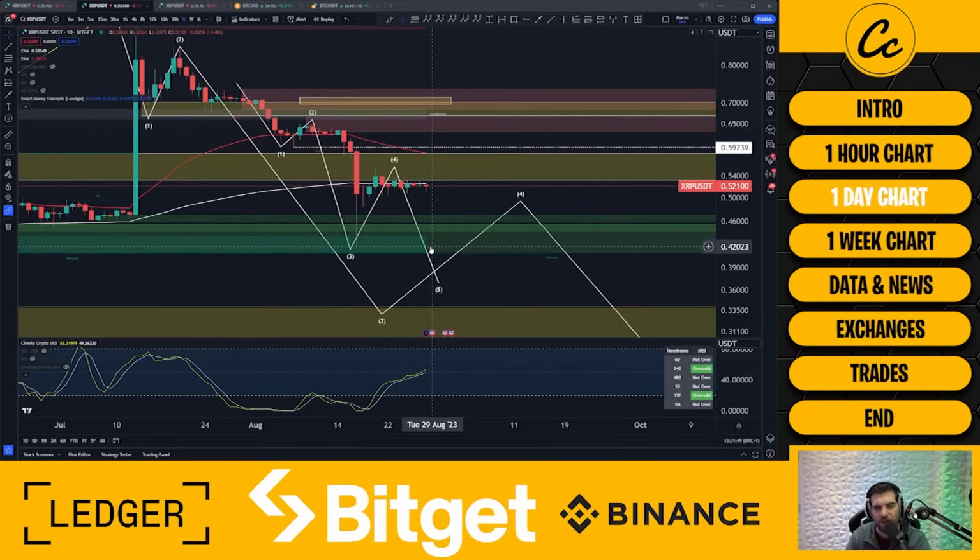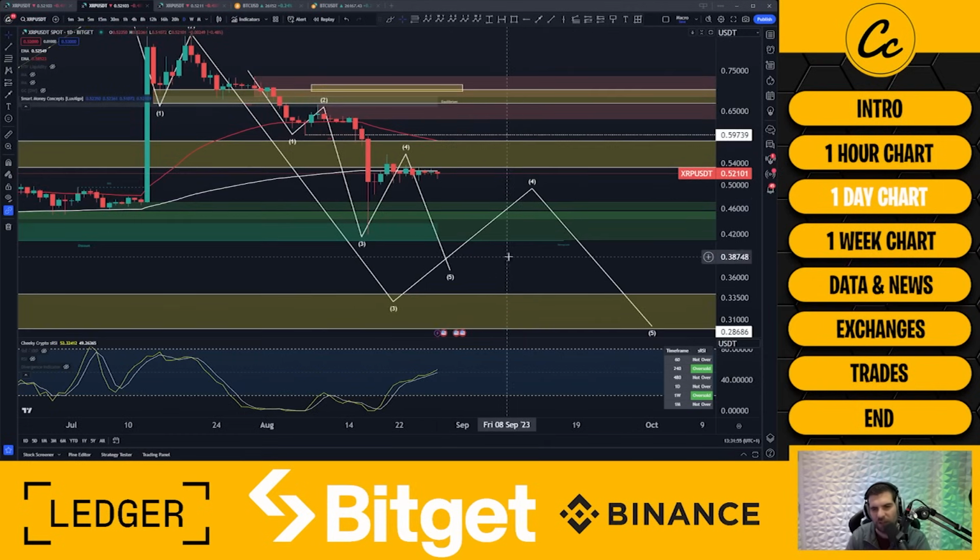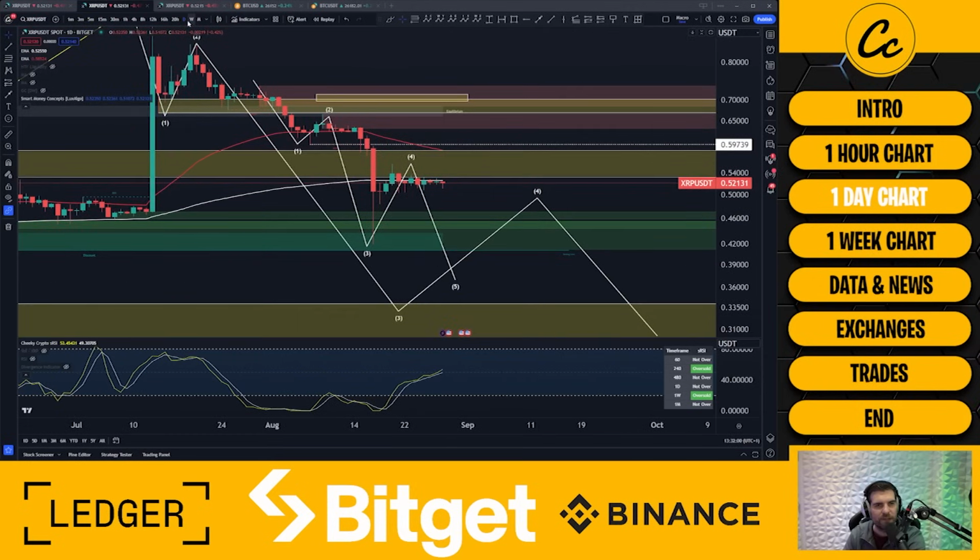Obviously, aligning this with our 5-wave move, we are bearish. We're below the 200 EMA. The 50 EMA is on trajectory to come down lower than the 200 EMA as well, so it's not looking overly strong at the moment on the daily time frame. So just bear those things in mind.